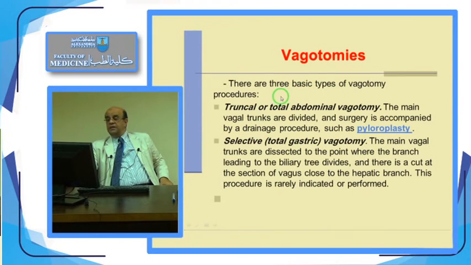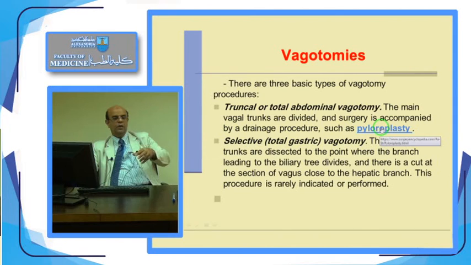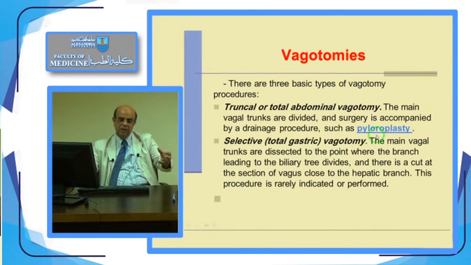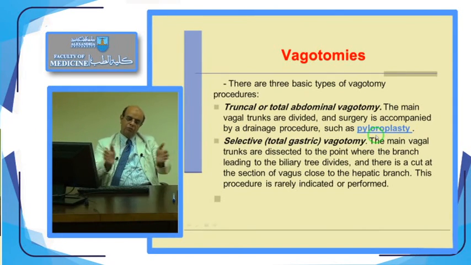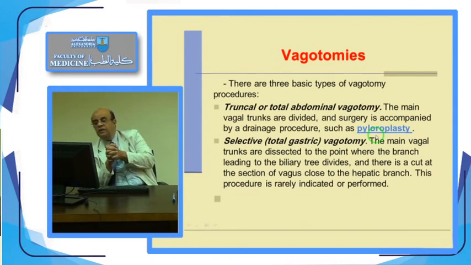There are three basic types of vagotomy: truncal or total abdominal vagotomy. The main vagal trunks are divided, and surgery is accompanied by a drainage procedure such as pyloroplasty. We cut the pyloric sphincter longitudinally and approximate it horizontally, and this makes the sphincter less effective and permits evacuation of the stomach.